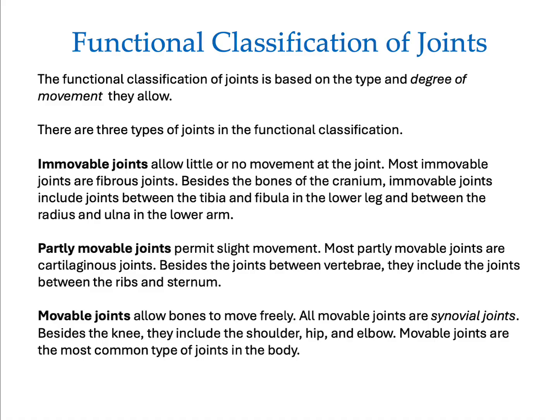Movable joints allow bones to move freely. All movable joints are synovial joints. Besides the knee, they include the shoulder, hip, and elbow. Movable joints are the most common type of joint in the body.